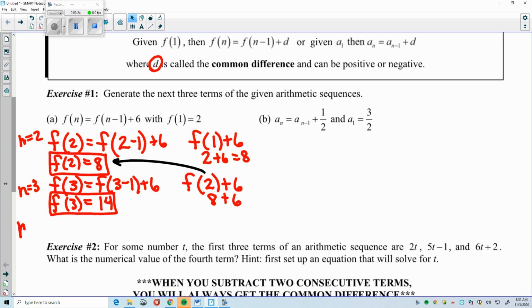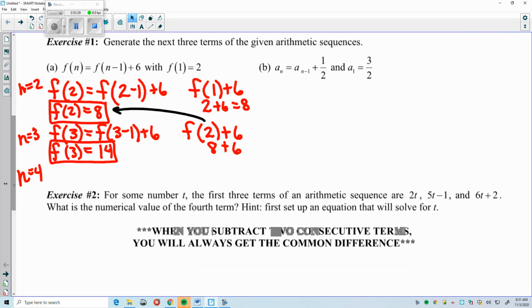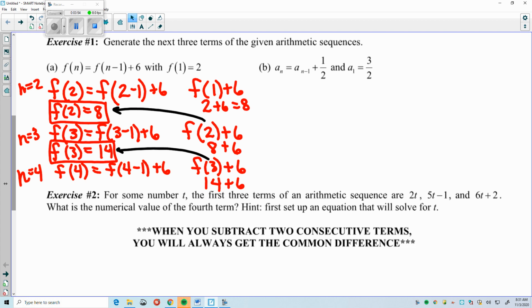Okay, and our last one is, again, increase n by 1. It's going to be n equaling 4. So I'm going to plug into the function. Anywhere I see an n, I make it a 4. So it's saying f of 4 minus 1, and then add 6. In other words, it's saying f of 3, figure out what that was. That was the answer we just found, plus 6. So if I look, f of 3 was 14. So I'm going to have 14 plus 6. Now I know f of 4 is 20.